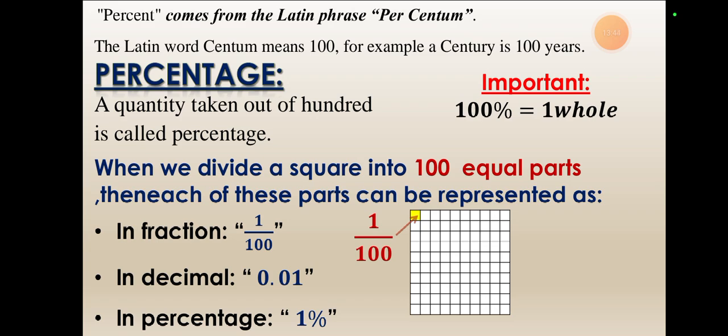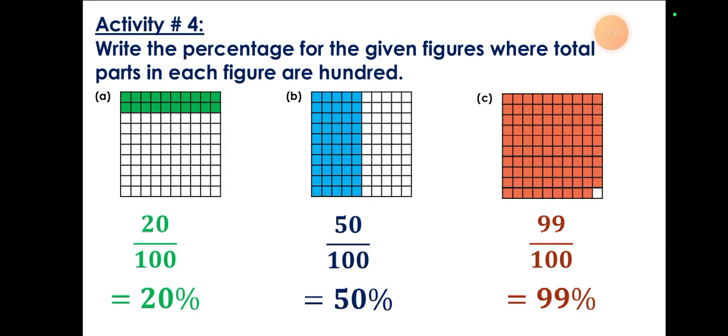And if I have the unshaded part, what would I have? 99 over 100. It would be my fraction. In decimal I will write 0.99, and in percentage I will write 99%. Very easy, it's super easy.